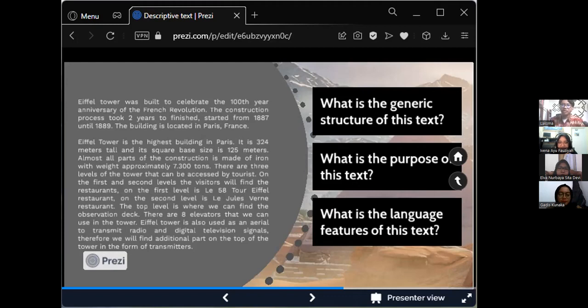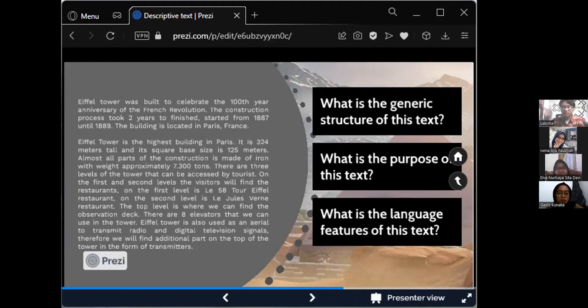And about the second question, the purpose or social function. Yes, sir. Okay, great. And what is it? To tell about the Eiffel Tower? Okay, great. To describe the Eiffel Tower. Yeah, more specific, sorry, but okay, it's okay. It's 99% correct.